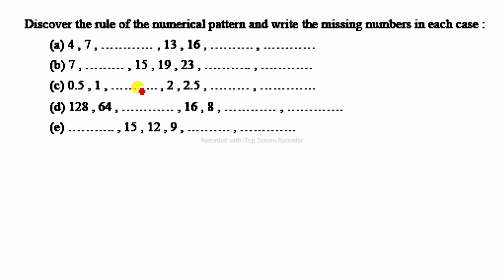Discover the rule of the numerical pattern and write the missing number in each case. Here 4, 7, and here 13, 16. Here we are adding 3, and here also adding 3. So the pattern is adding 3, meaning any number is equal to the preceding number plus 3. Here 4, 7, adding 3 gives 10, adding 3 gives 13, 16, adding 3 gives 19, adding 3 gives 20 and so on.